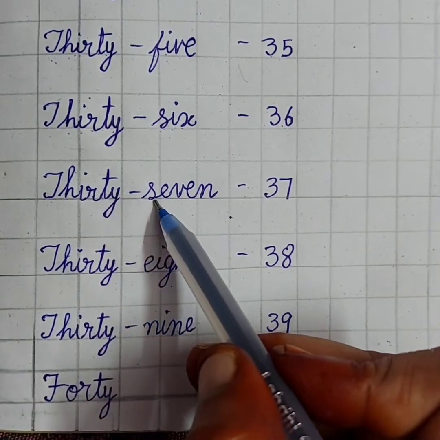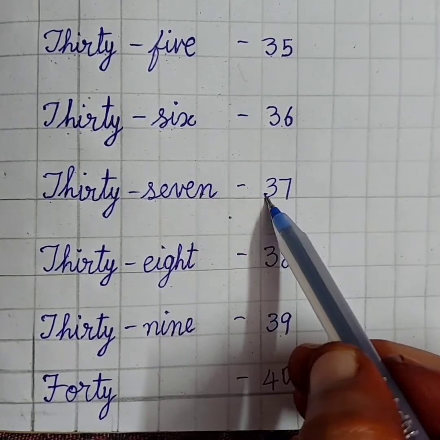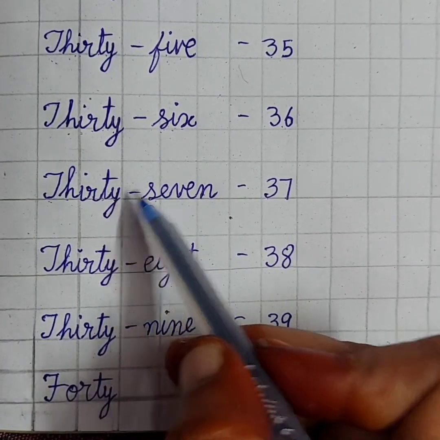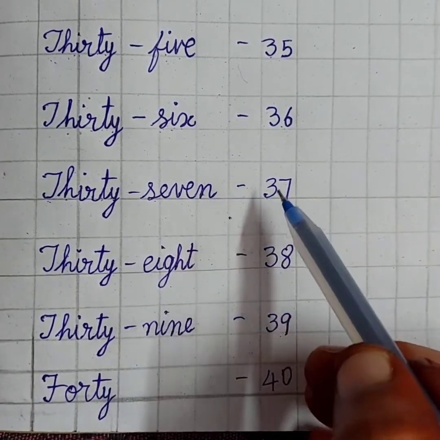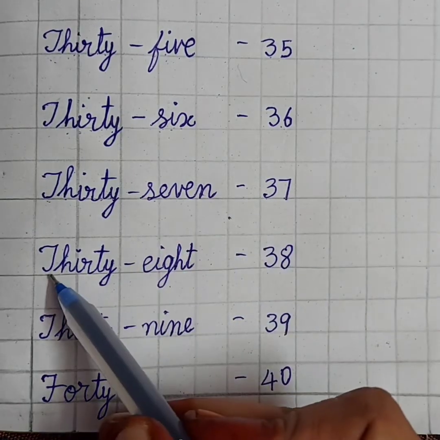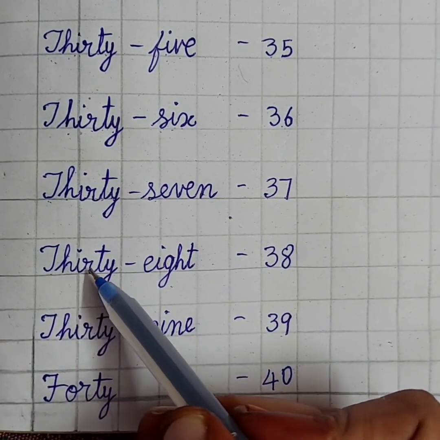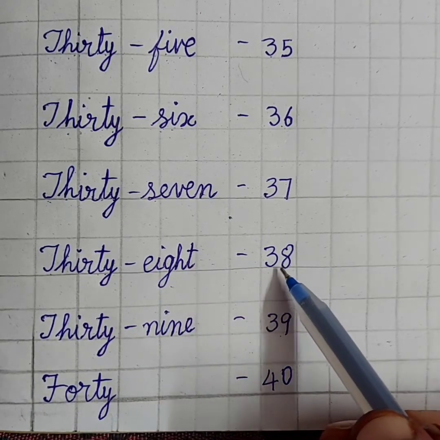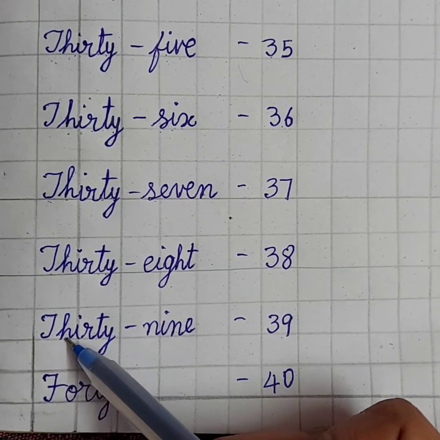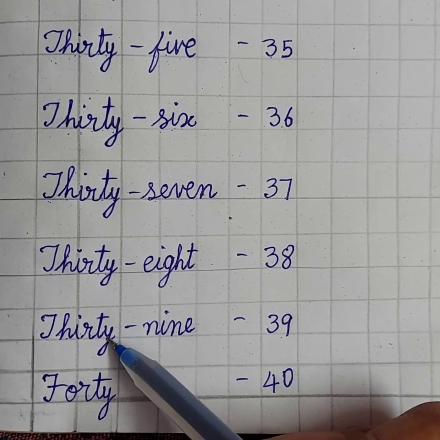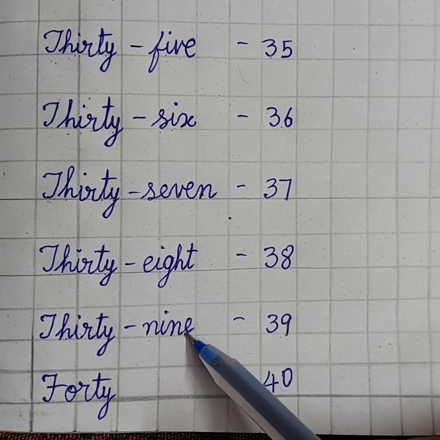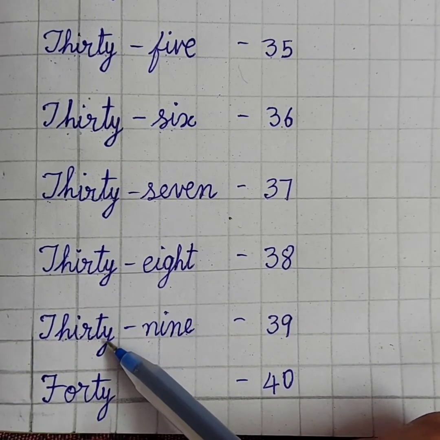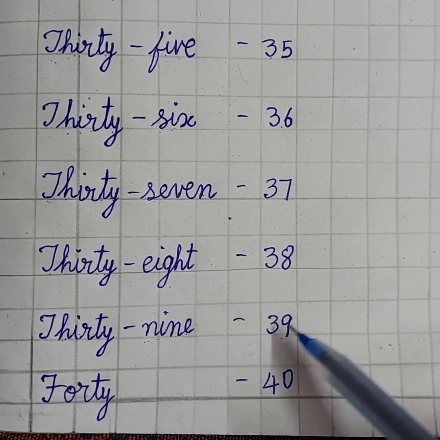THIRTY, 30, SEVEN, 7, 37. THIRTY, 30, EIGHT, 8, 38. THIRTY, 30, NINE, 39.